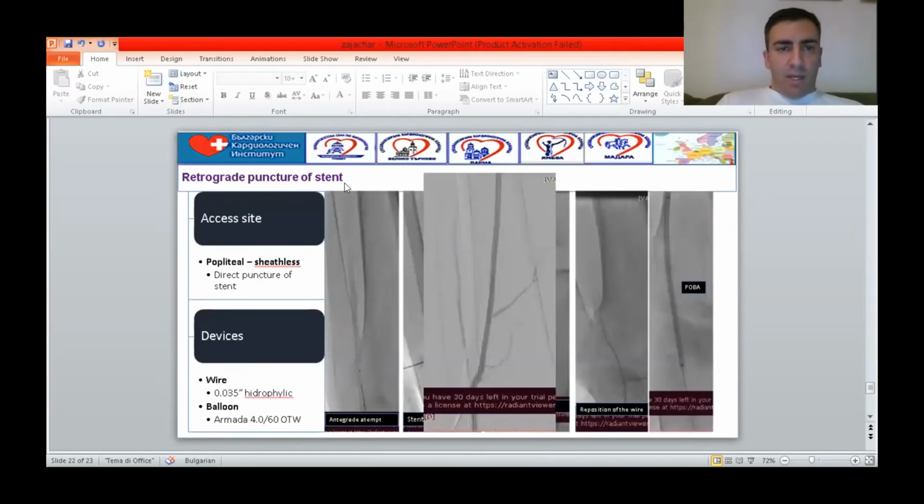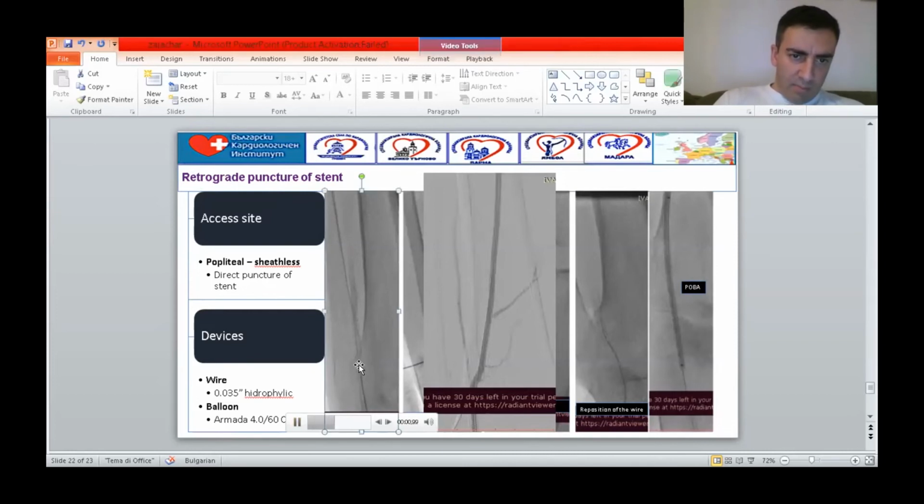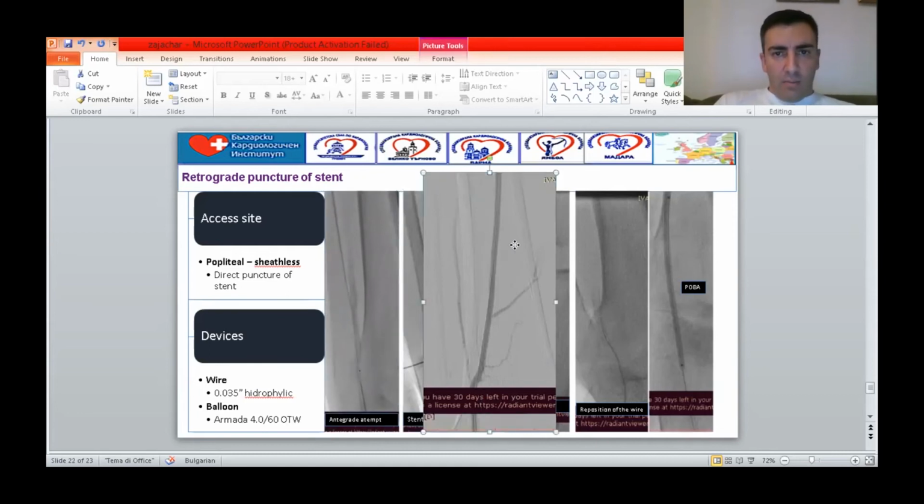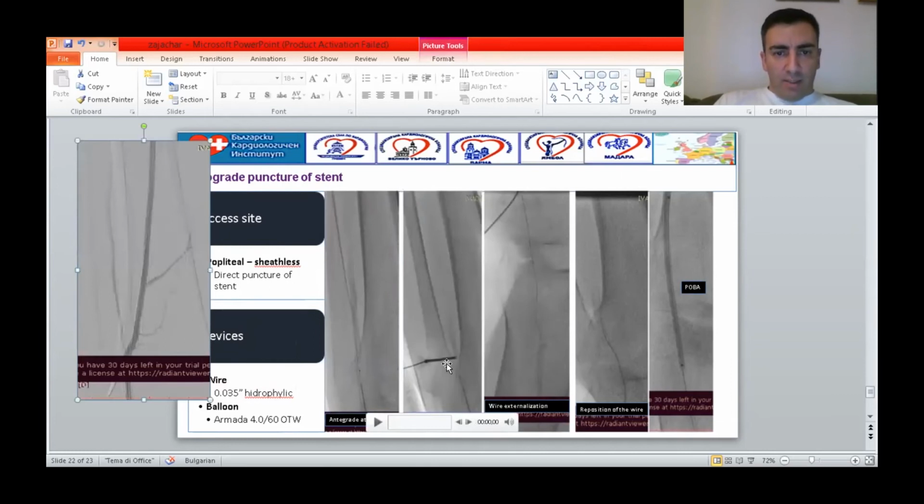This is another case. This case was done 1 month ago. And as I told you, it's a very interesting case because maybe you cannot see here, but there is a supera stent in the popliteal artery, and the stent was occluded. So antegrade, we didn't succeed to pass inside the stent. That's why we puncture directly the stent, as you can see here. We puncture the stent and we put the wire retrogradely.